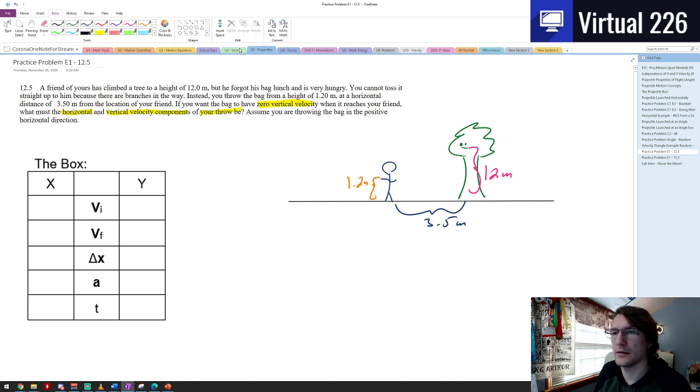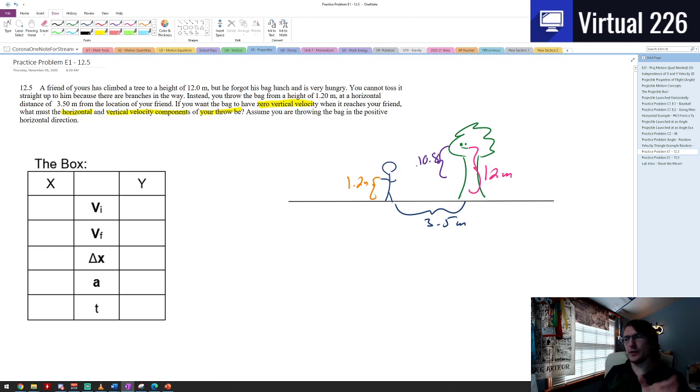So what does this tell you? This tells you that your friend is really just a difference of 10.8 meters up, right? The whole tree is 12 and you're starting at 1.2. Your friend's really 10.8 meters up.